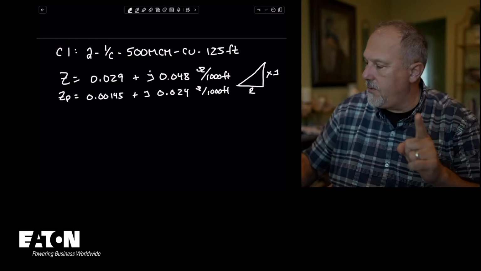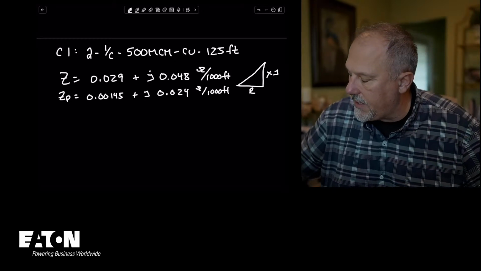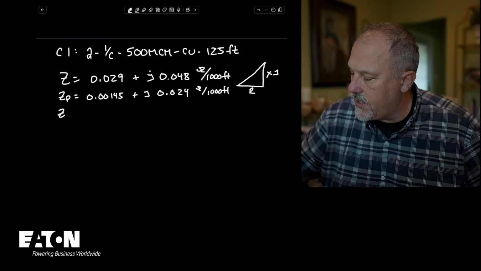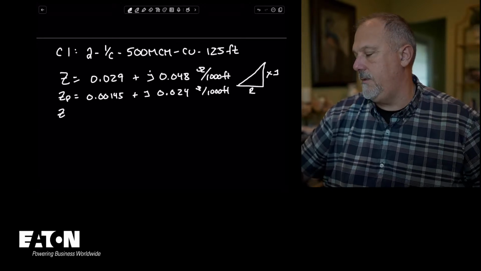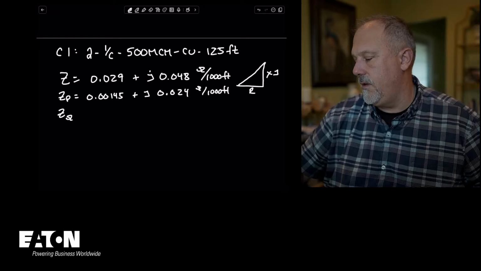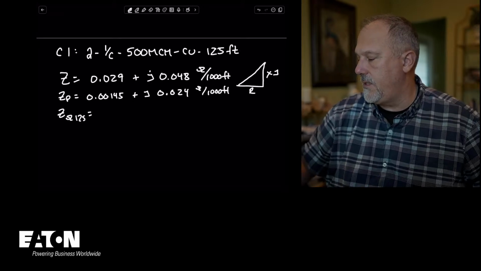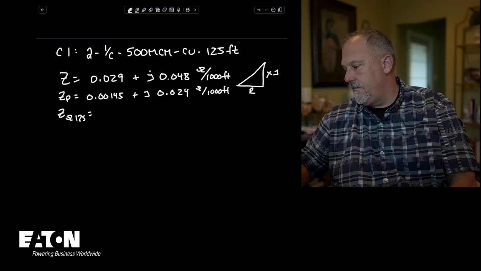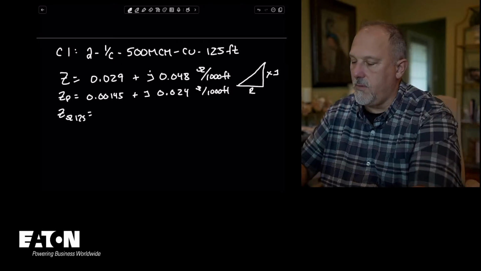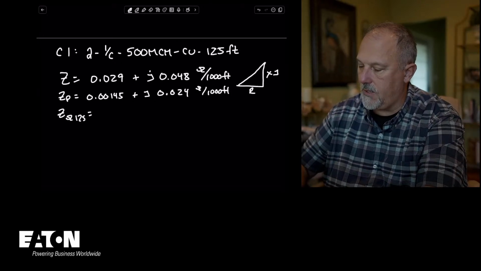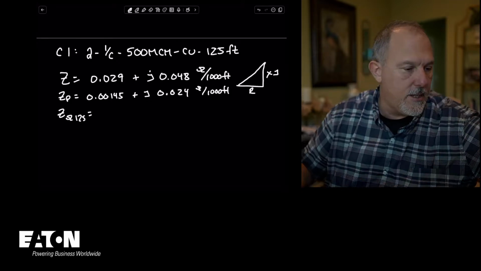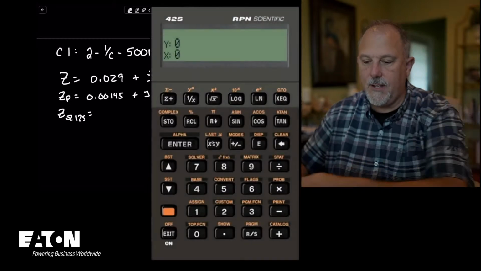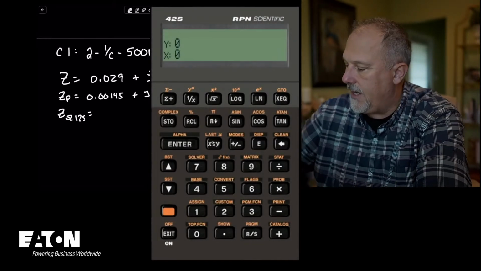So now what I have to do is look at 125 feet. So now if I do Z ohms, 125 feet, I am going to multiply that by 125 feet. So here's what I'm going to do. I am going to add this in my calculation. I'm going to go to my calculator.